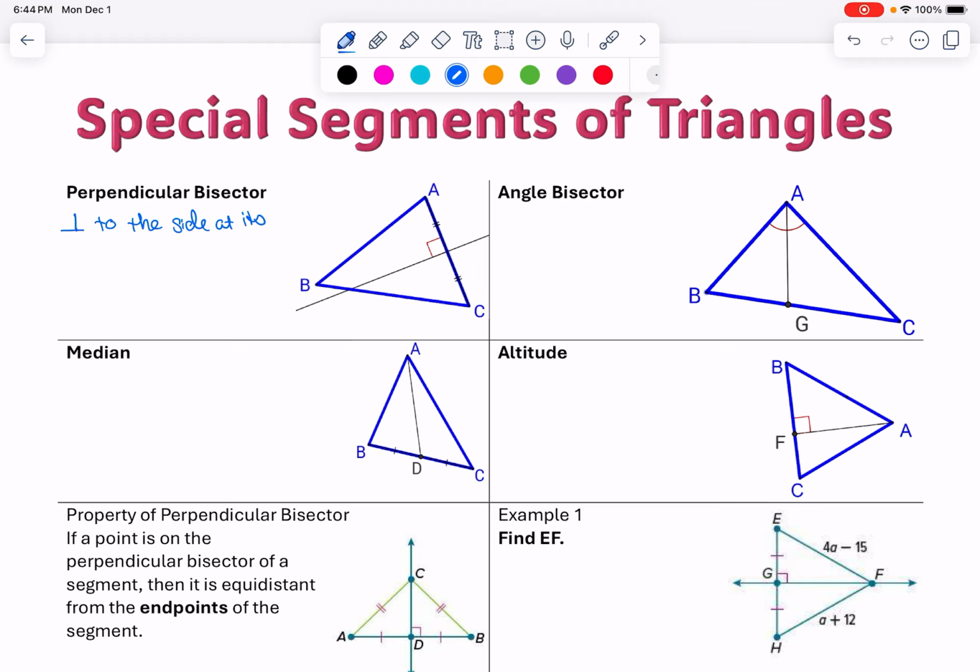So when you're looking for it, you're looking for a perpendicular mark, and you're looking for a side that has been cut into two equal pieces, a bisector. So this is the midpoint. We see the tick marks that mean that it's been bisected, and we see the right angle. So we're looking for a right angle and tick marks.